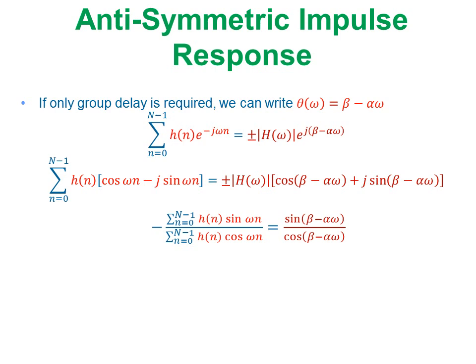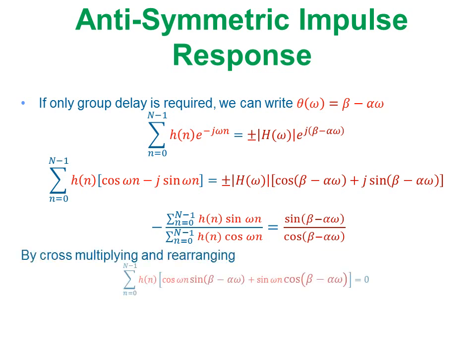Again, by using Euler's identity, one can solve this in terms of the real component and the imaginary component, and we can have the ratio, and by cross multiplying and rearranging, we can rewrite the Fourier transform, that is summation n from 0 to capital N minus 1 h of n into cos omega n into sine of beta minus alpha omega plus sine omega n cos of beta minus alpha omega. Again, this is a standard form, that is summation n from 0 to capital N minus 1 h of n sine of beta minus n minus alpha into omega. So this is it.